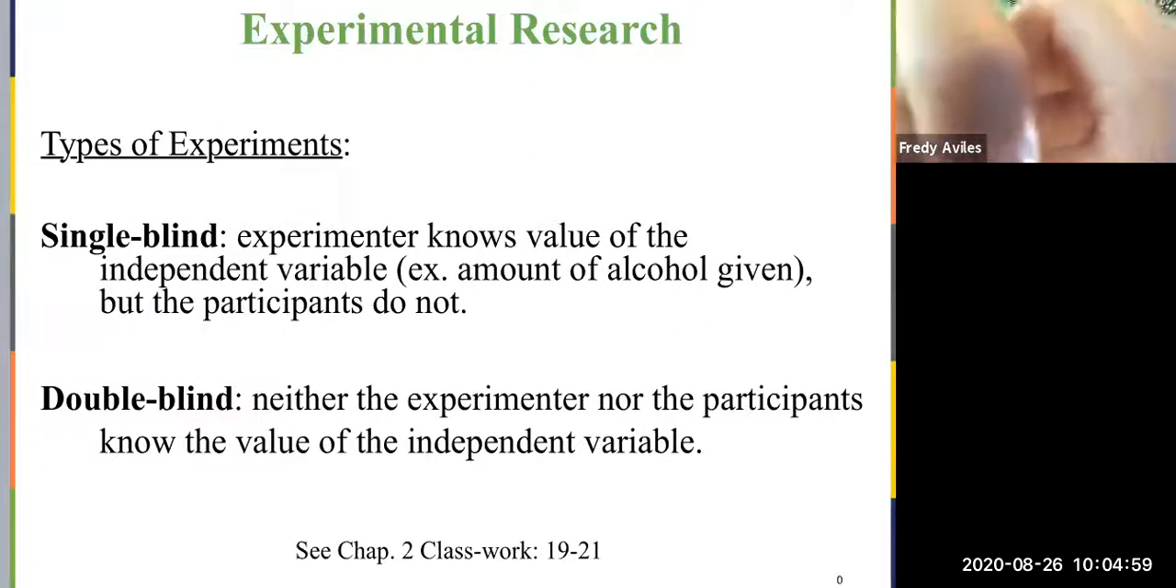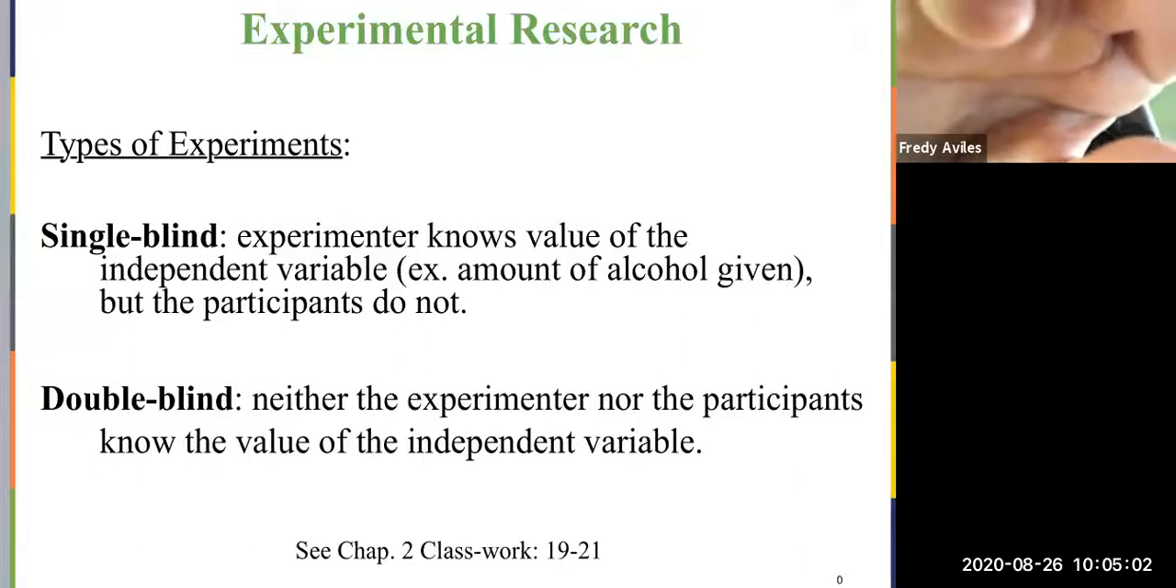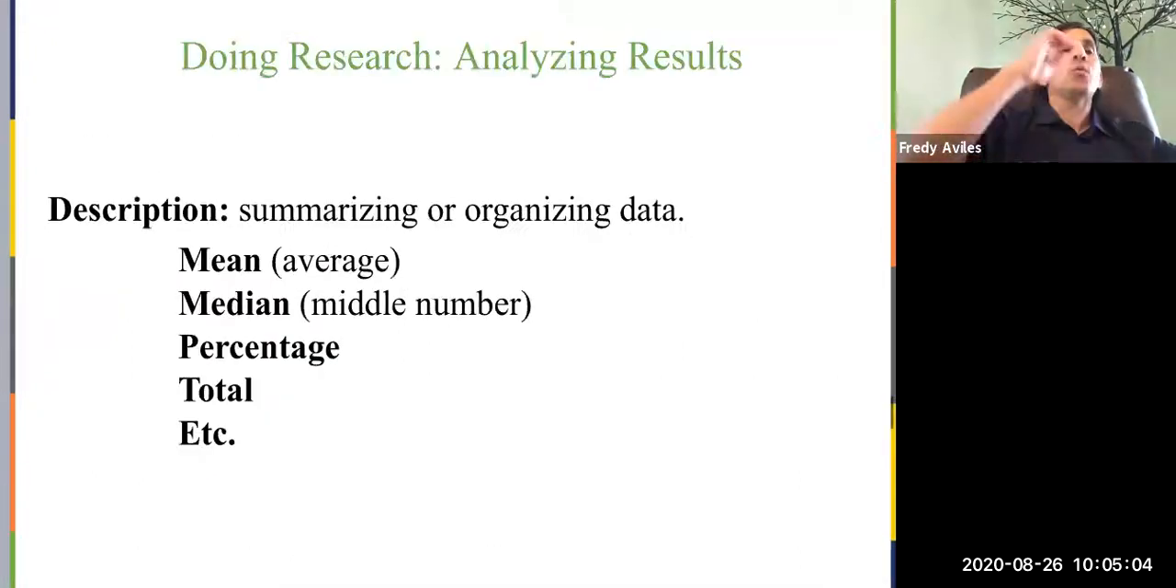Let's keep going. Okay, so that was the experiment. Now we're going to talk about analyzing results. We need to know a little bit about how to analyze results. And this doesn't just apply, by the way, to experiments. This applies to case studies, surveys, observations, cross-sectional studies, archival studies, longitudinal studies, experiments. It applies to all of these research methods. Okay, so we did a study, and now what do we do?